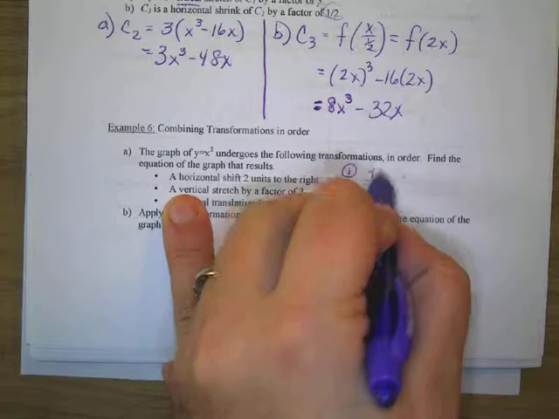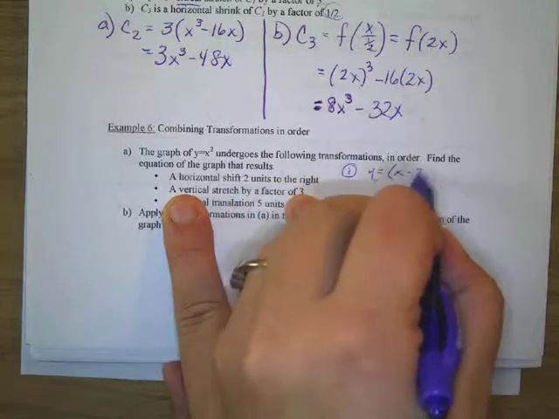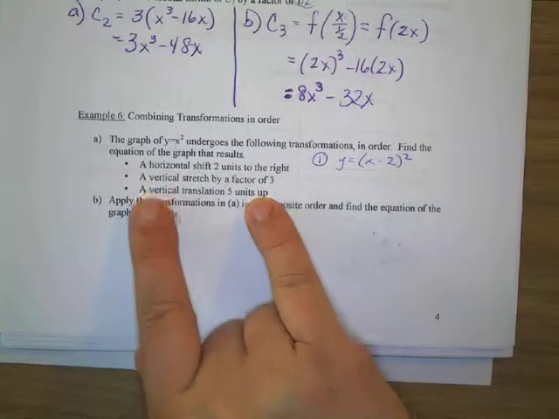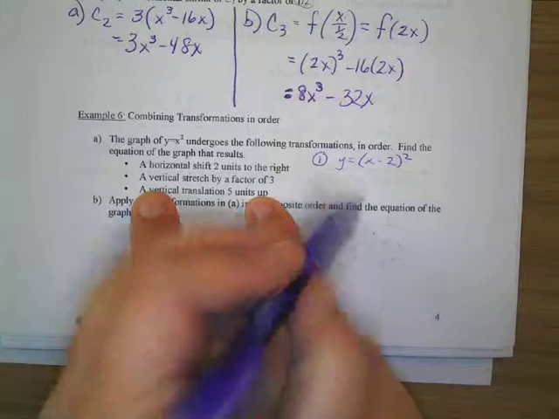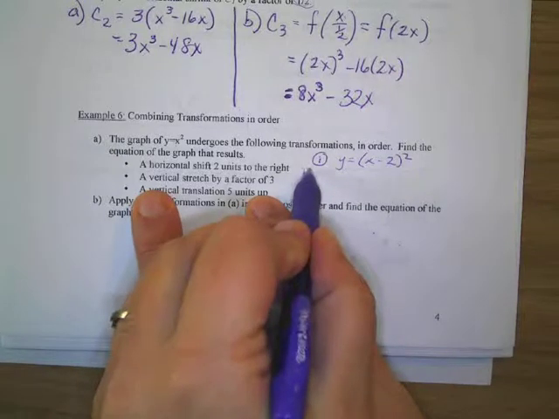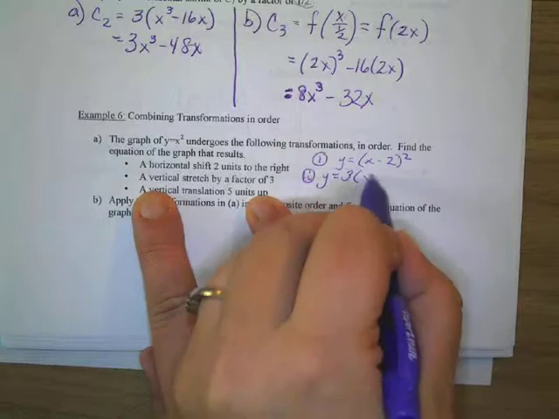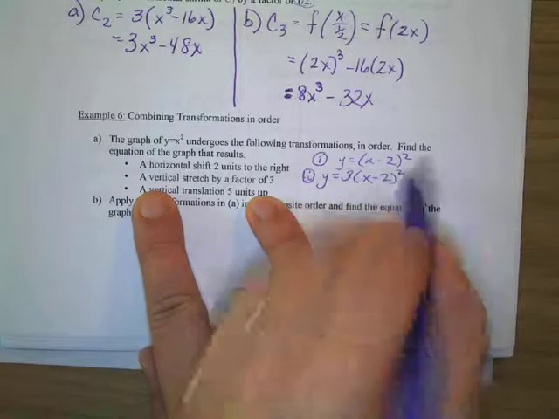Like the coordinates for it? Nope. Then the function. So y equals, that's the first thing. So now we're going to take that one that we just made, and now we're going to do a vertical stretch by a factor of 3. So how do we do the vertical stretch of factor of 3? So we're going to go 3 times x minus 2 squared.